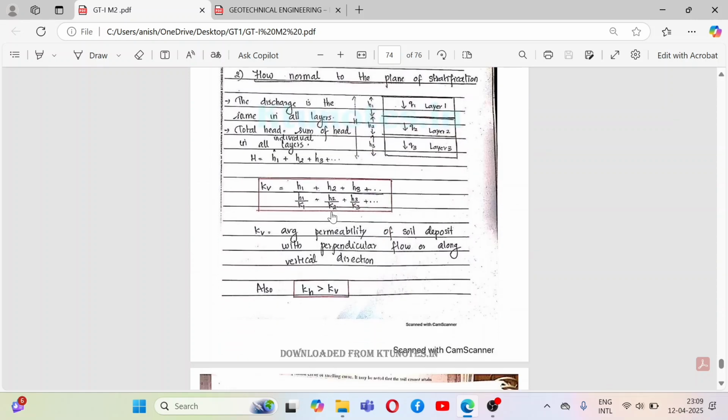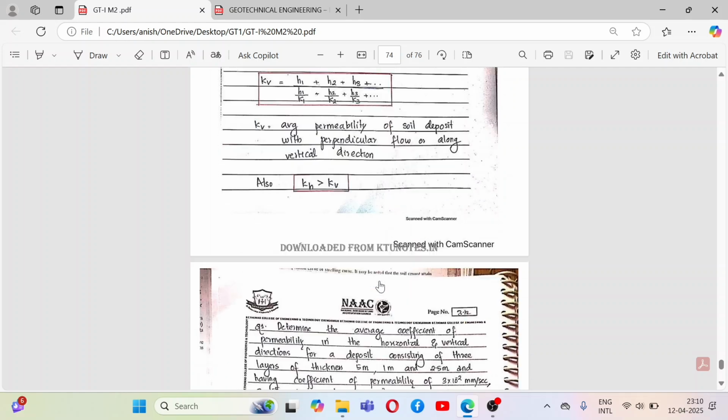It is given by Kv is equal to H1 plus H2 plus H3 divided by H1 by K1 plus H2 by K2 plus H3 by K3. So Kv is the average permeability of the soil deposit perpendicular to the flow, or along the vertical direction. Here KH is always greater than KV.